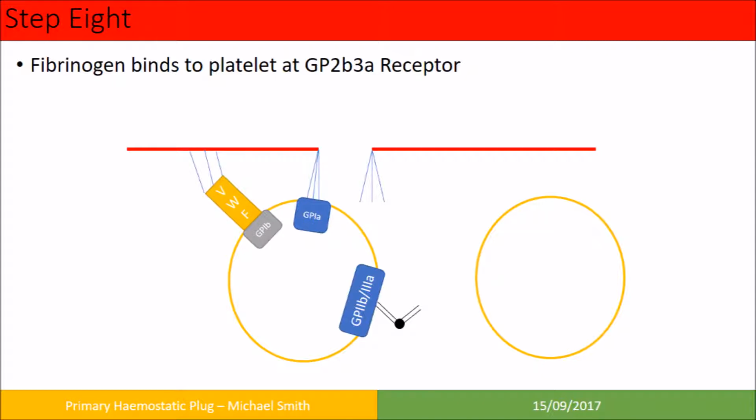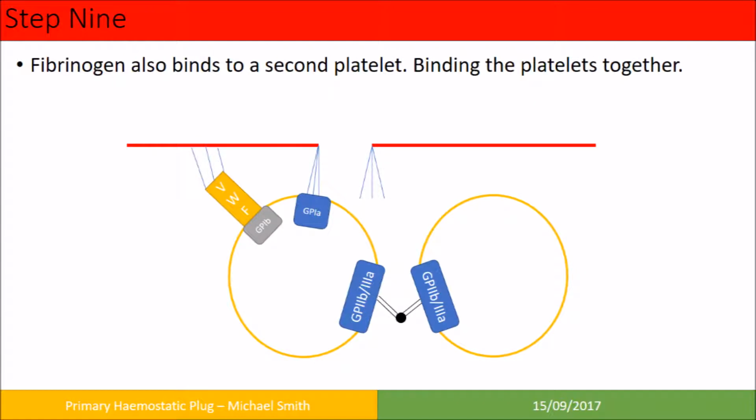Fibrinogen has two separate arms, and this allows it to bind another platelet together at the same site, also at the GP2B3A receptor. This means that now we have a platelet which is bound at the GP1A receptor by collagen to the site of injury, through von Willebrand factor at the GP1B receptor to anchor it to the wall, and is bound to another platelet at the GP2B3A receptor through fibrinogen to increase the size of the clot.